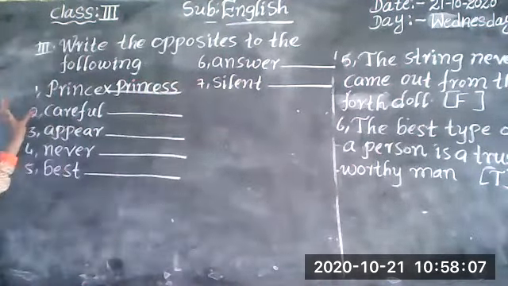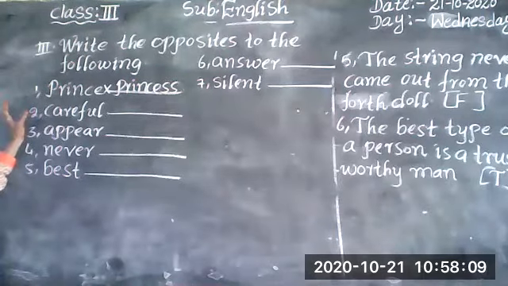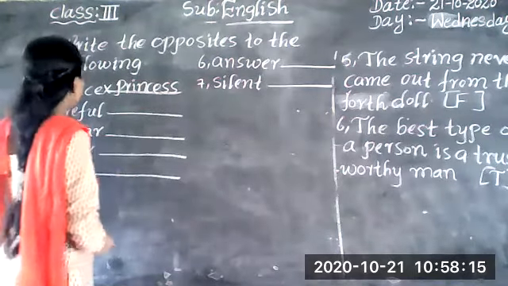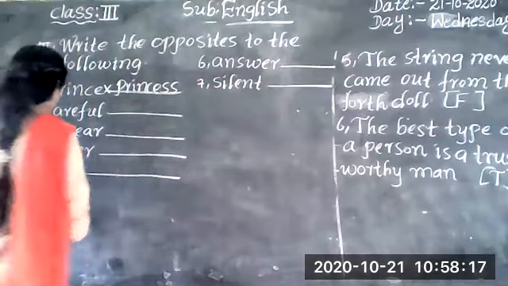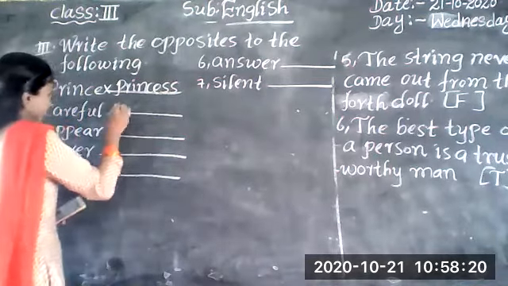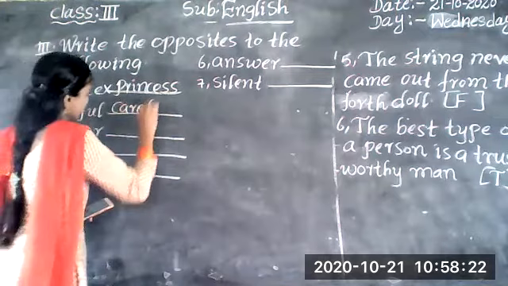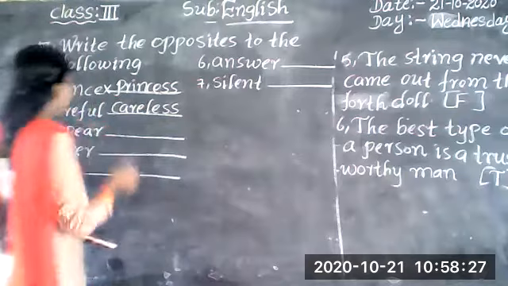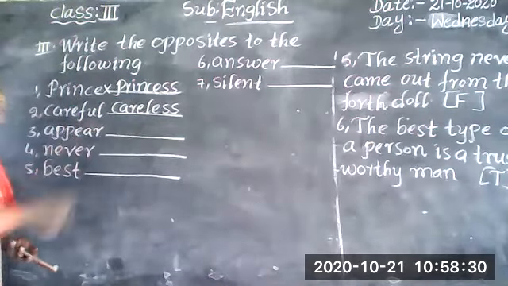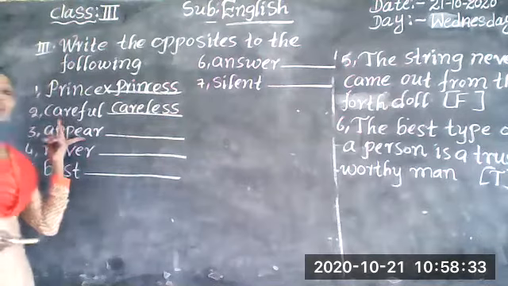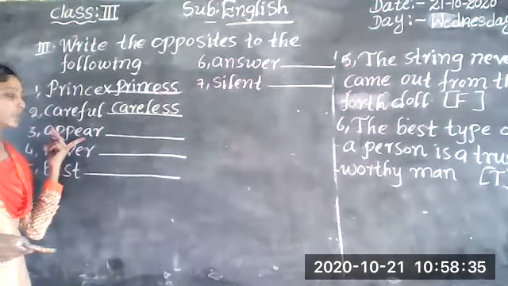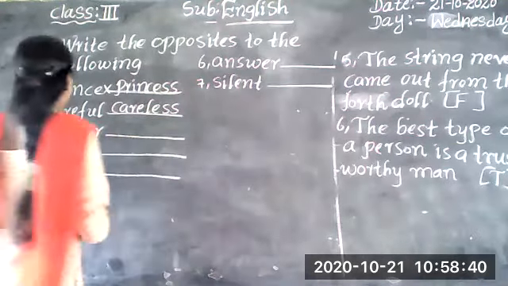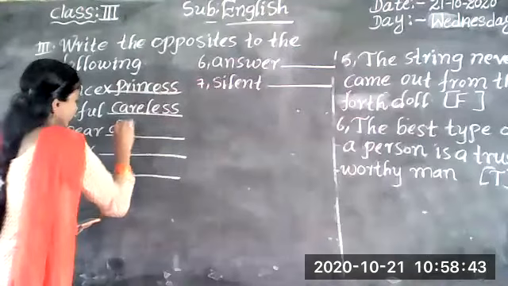Next, careful. Careful means taking care. So what is the opposite of careful? Tell me. Careless. The opposite of careful is careless. Appear means able to see. So if we are not able to see, what do we call that? Disappear. We should add dis to appear.